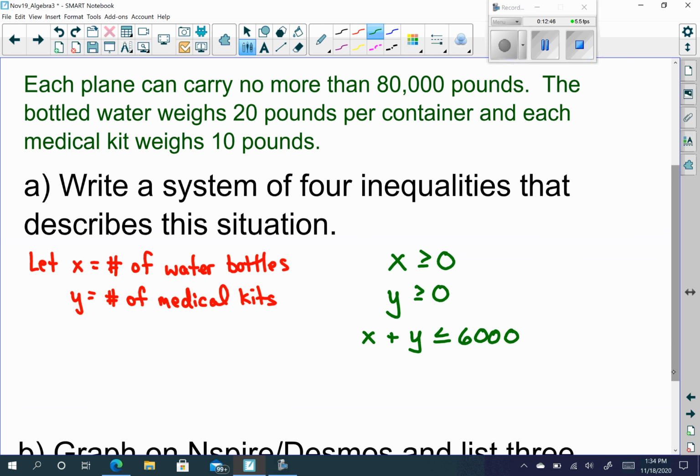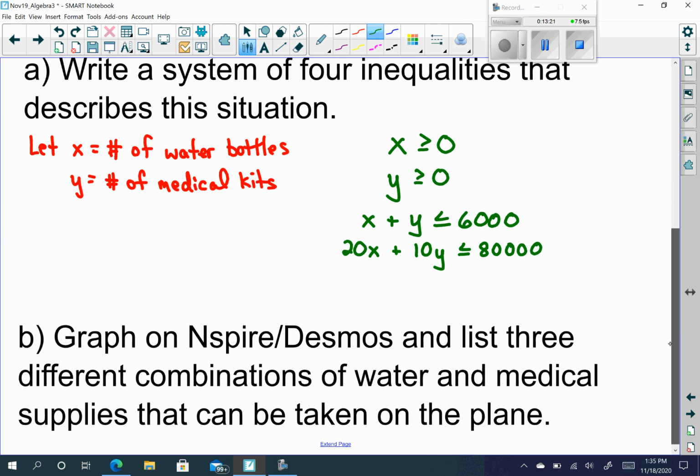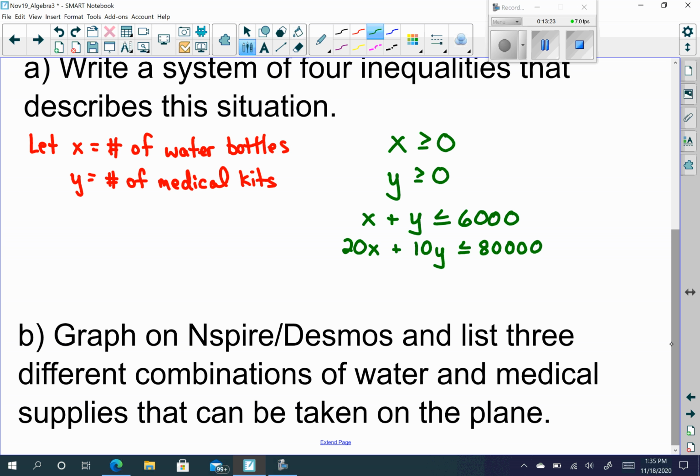Now each plane can carry no more than 80,000 pounds. The bottled water weighs 20 pounds per container, and each medical kit weighs 10 pounds. So what do you think that could look like for x? Each bottle of water is going to weigh 20 pounds. So if you were thinking 20x, you were correct, plus 10y. And do you think it would be the same, no more than 80,000 pounds? We definitely have to stay below 80,000, or we could be right at 80,000. So here's our system of 4 inequalities based on what the problem was giving us. Now let's go to Desmos, and we're going to type in these 4 inequalities.